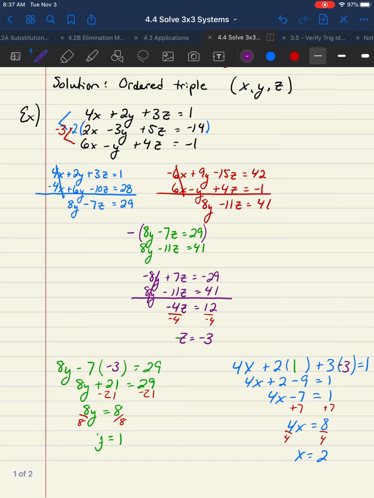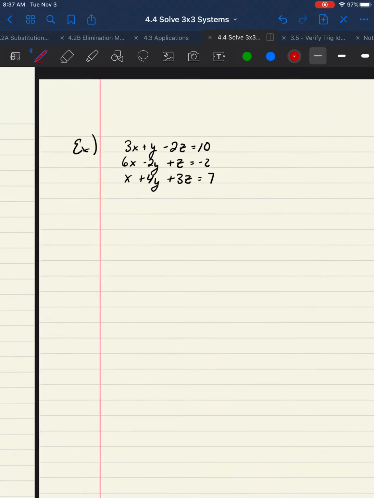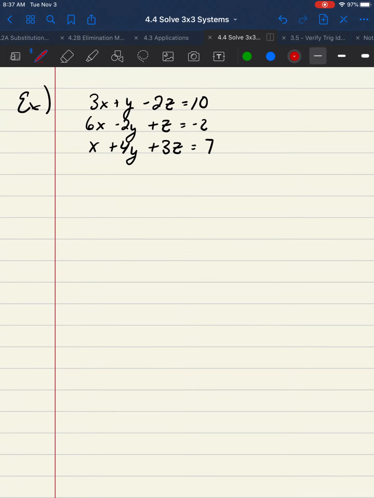Okay, so now I have my 3 answers, x, y, and z. So I'm going to write my answer as an ordered triple, x, comma, y, comma, z. All right, let's do another one together.